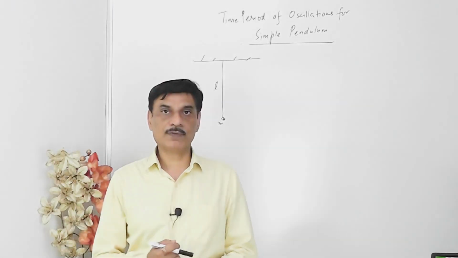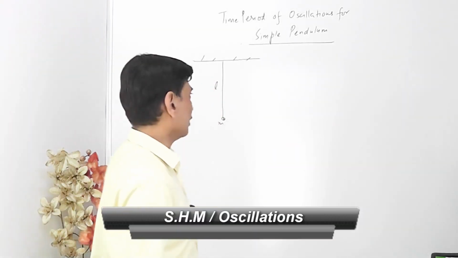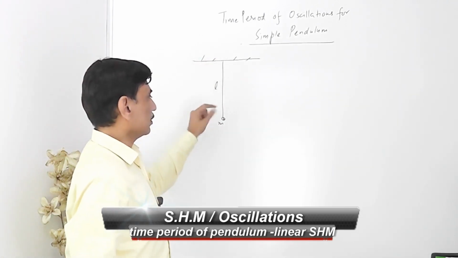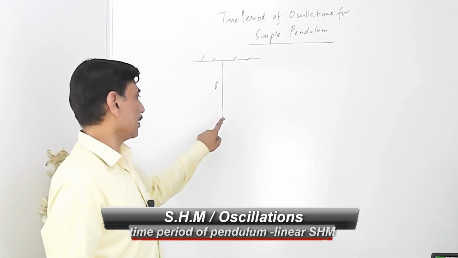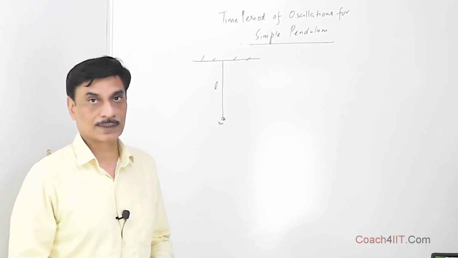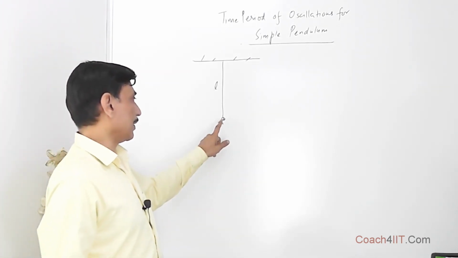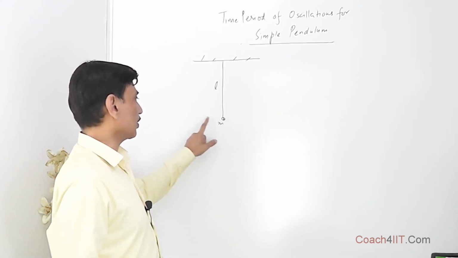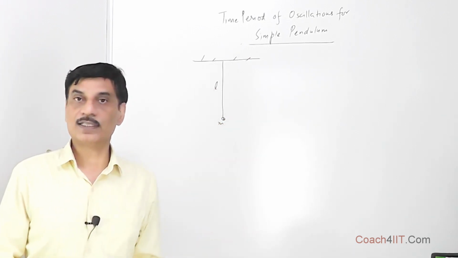Find the time period for a simple pendulum for small amplitudes. Over here, this is a string, a massless, ideal string, the length is L, and over here there is a point mass, a heavy point mass, which is hanging from the string itself. We are interested that, suppose it is displaced from its mean position, so this will be oscillating like this. If it is oscillating like this, we are interested in finding the time period.